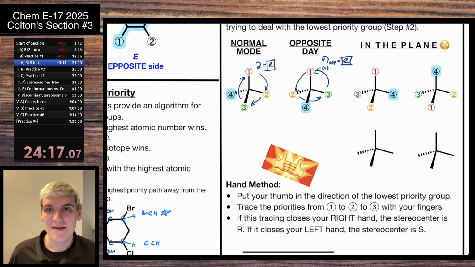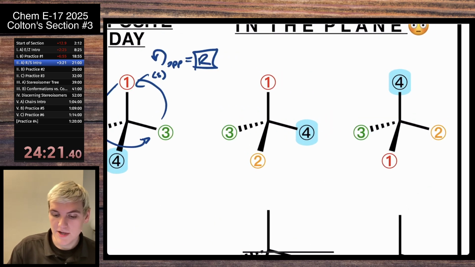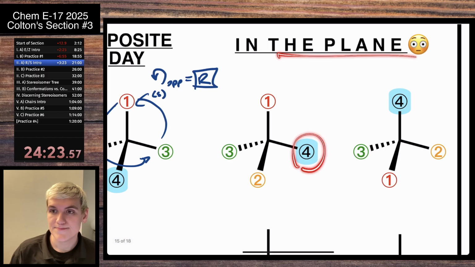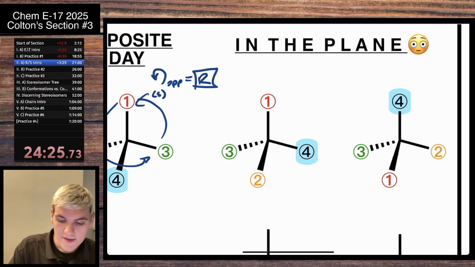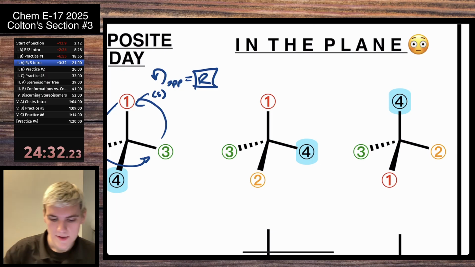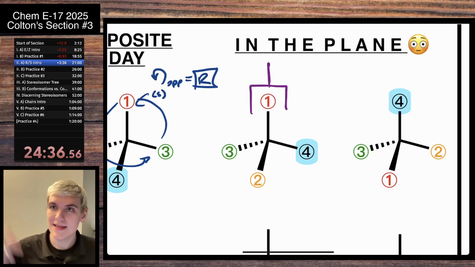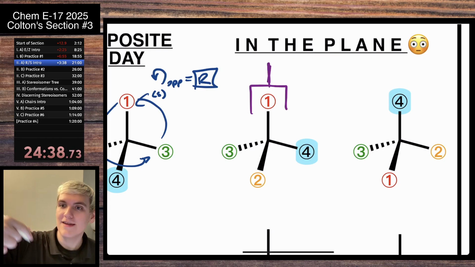So what we do when we are in the plane. And again, for in the plane, we're talking about our lowest priority group, the 4. So step 1 is we are going to grab the molecule by whatever the other thing in the plane is. So here, 4 is in the plane. The other thing in the plane is 1. So I'm going to draw a little claw that's like I'm kind of holding it from this position.